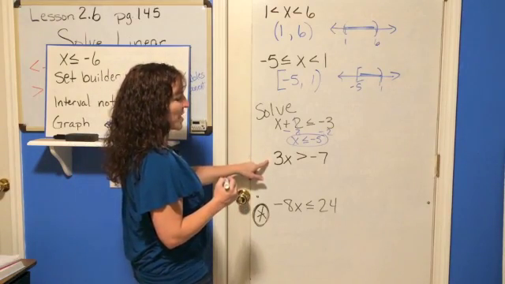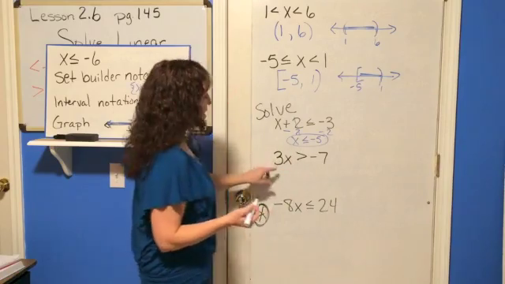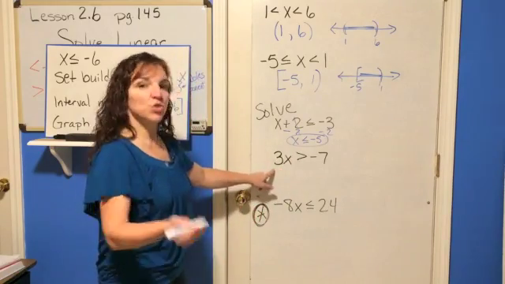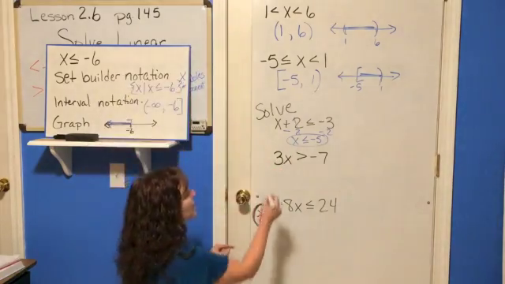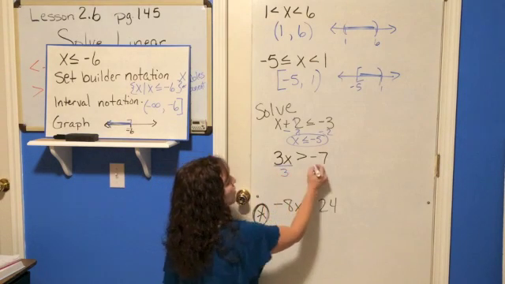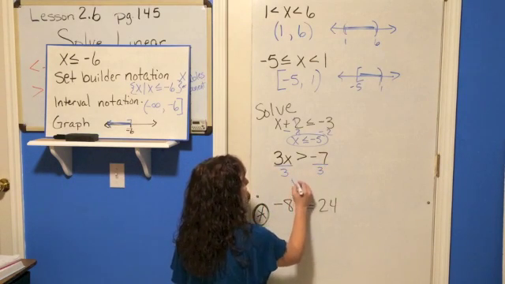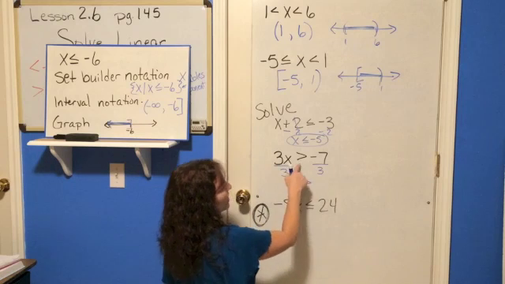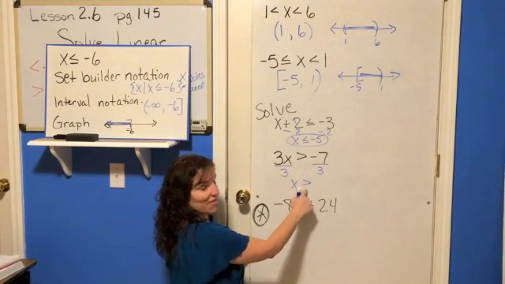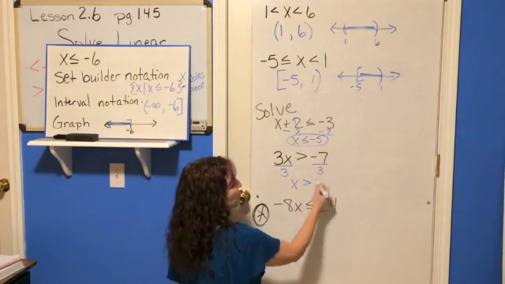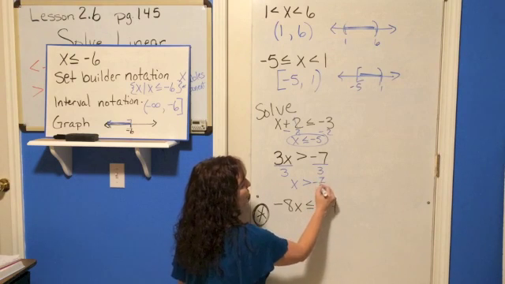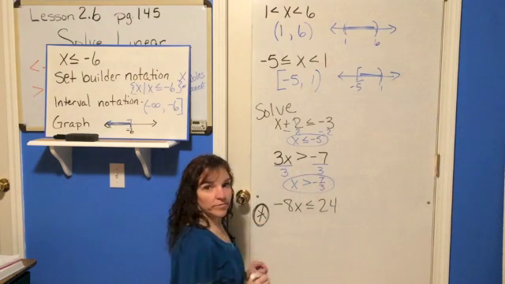All right, 3x is greater than negative 7. Same thing here. This time they multiplied, so you're going to divide to undo it. So divide by 3 on both sides. So x is greater than, and it doesn't have an equal, so your answer doesn't have an equal. And this won't divide, so you can just leave it negative 7/3, and you're done.